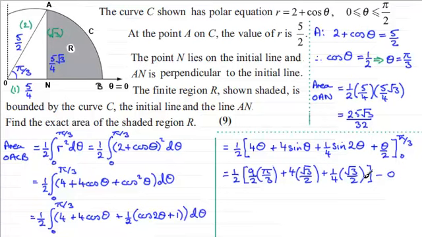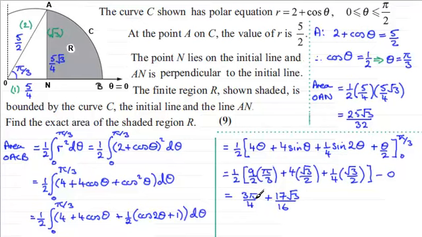Now if we simplify this further, what we end up with is 3 pi over 4 when we end up doing a half of this term here. And then if we add these two terms together and do half of that, you end up with plus 17 root 3 over 16.